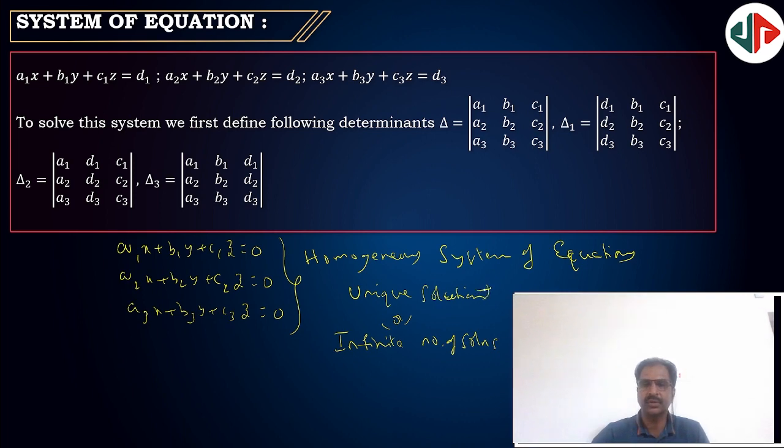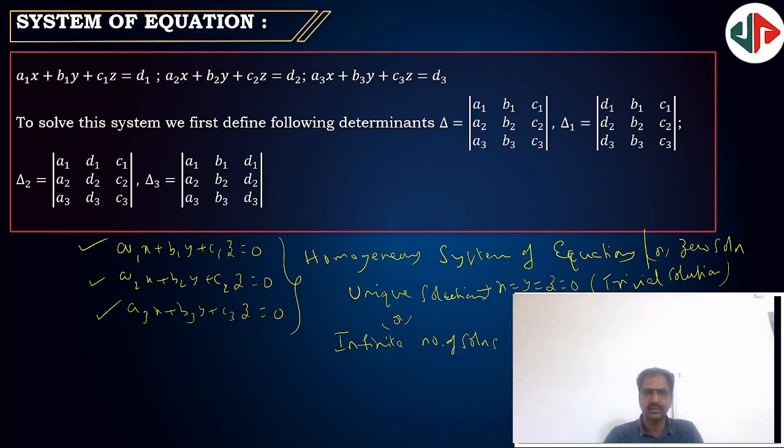What does that unique solution mean? x0, y0, z0, because x0, y0, z0 always satisfies these three equations. This is known as unique solution or trivial solution or zero solution. So what is that unique solution? x0, y0, z0 is known as unique solution or trivial solution or zero solution. So remember, homogeneous equations have either unique or infinite number of solutions.